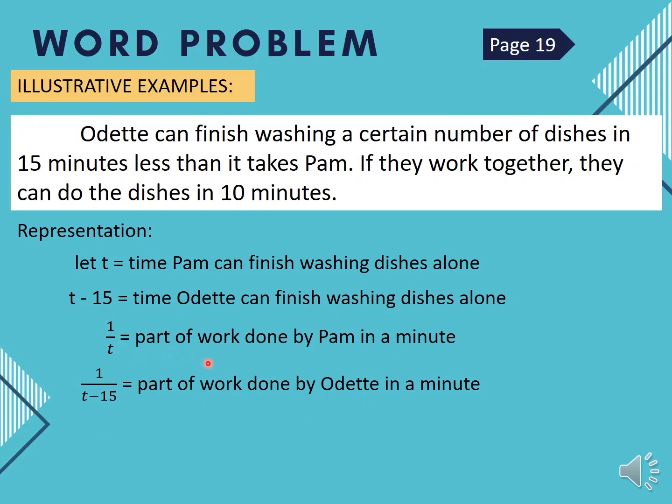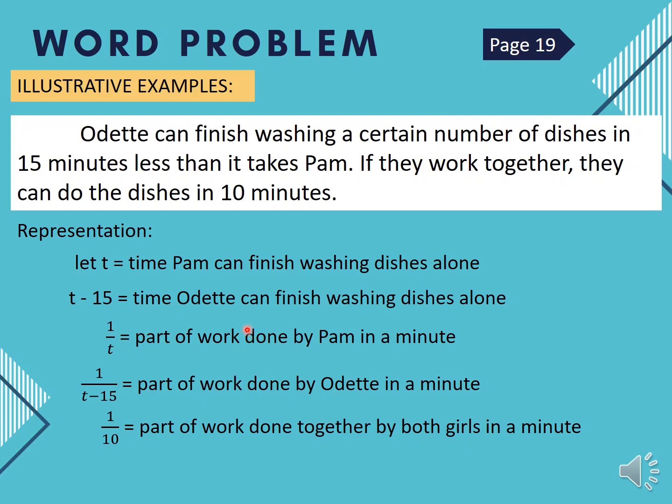1 over T kay Pam and 1 over T minus 15 ang part na kay Odette. And it also states in our problem that if they work together, they can do the dishes in 10 minutes. Pag nagsama silang dalawa, nagtulungan silang dalawa, they can finish washing the dishes in 10 minutes. So therefore, we can say that ang rate na yon ay 1 over 10 or it is a part of work done together by both girls in a minute.